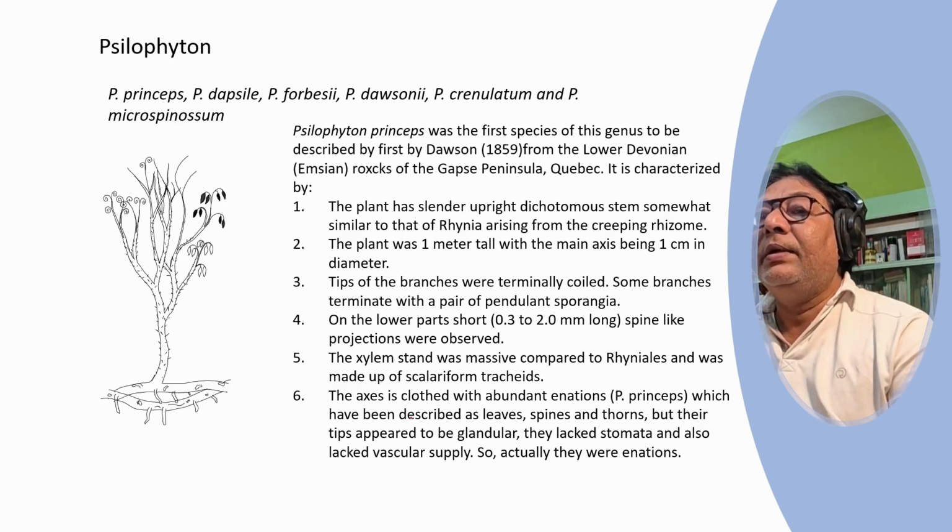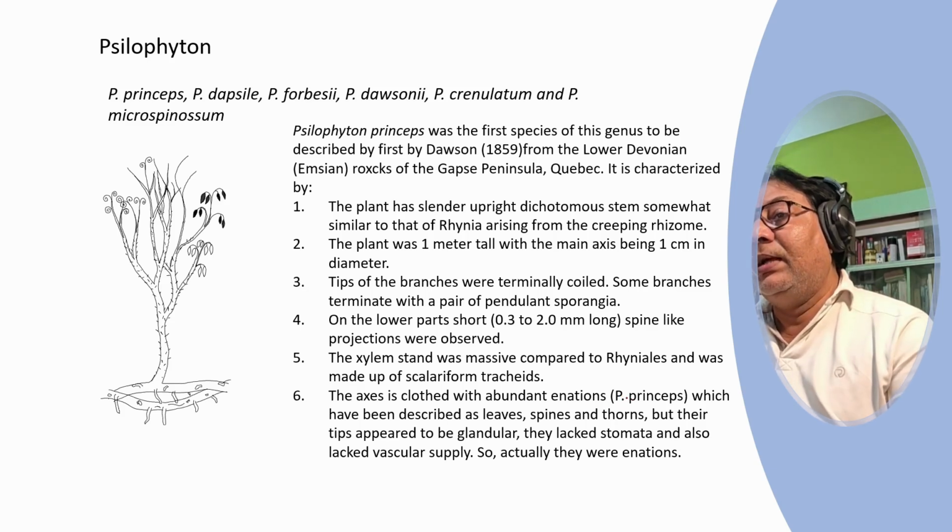Now, what was there? It has been written in another point here: the axis is clothed with abundant enations. This is not the characteristic of all the species; it was there in Psilophyton princeps only. These have been described as leaves, spines, and thorns, but their tips appeared to be glandular. They lacked stomata and also lacked vascular supply. So actually, they were neither leaf, nor spines, nor thorns. They were enations. You might have heard about what an enation is. An enation is basically an outgrowth.